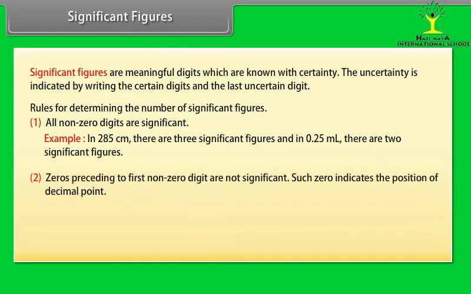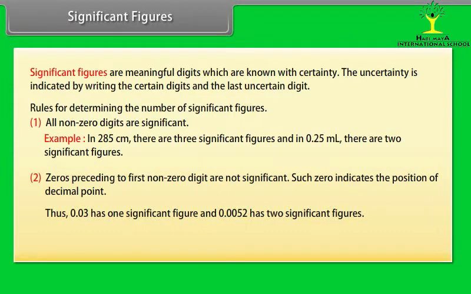Zeros preceding the first non-zero digit are not significant. Such zero indicates the position of decimal point. Thus, 0.03 has 1 significant figure and 0.0052 has 2 significant figures. Zeros between 2 non-zero digits are significant figures.